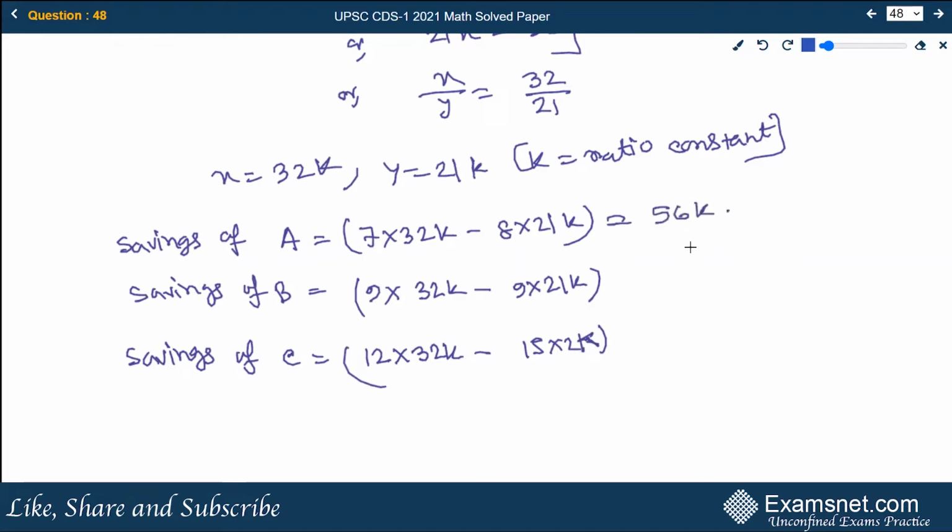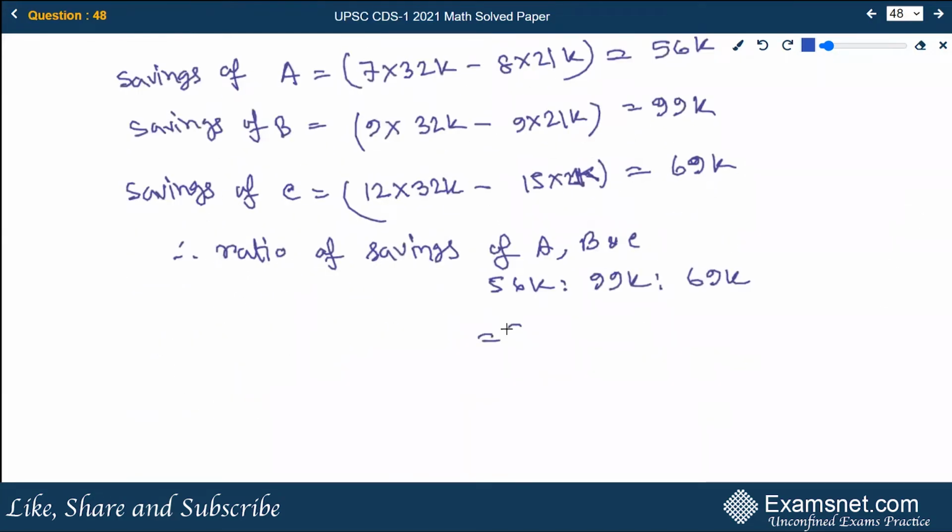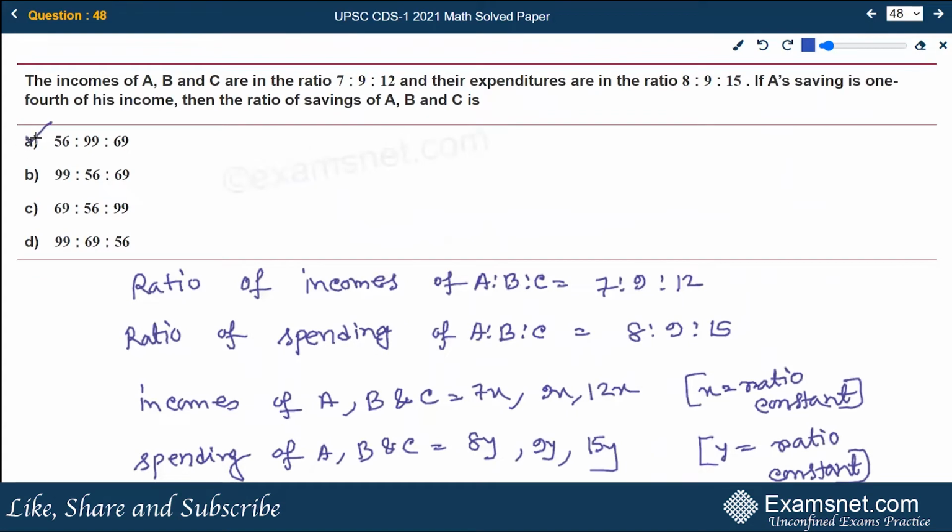So let's find the value for all of them. It will become 56k, then 99k, and it will give us the value 69k. After taking common, we will get 69k, correct? Now, therefore, ratio of savings of A, B, and C, that is 56k, 99k, and 69k. So it would result in 56 is to 99 is to 69. Here option A is the correct answer.